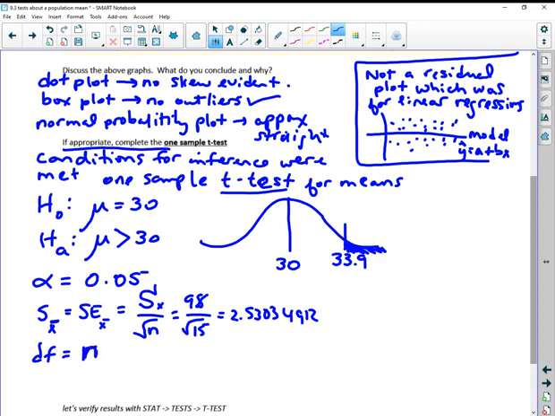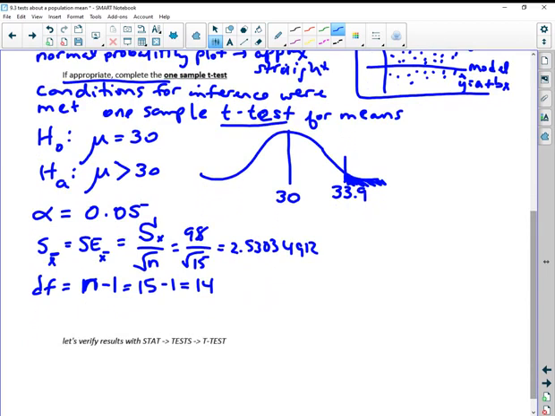Because I'm doing a t-test, I need my degrees of freedom. Remember, degrees of freedom is n minus 1, so 15 minus 1. I've got 14 degrees of freedom. That is on the table in your AP formula sheet packet. Okay, let's continue on. We're going to find the t-value: statistic minus parameter.